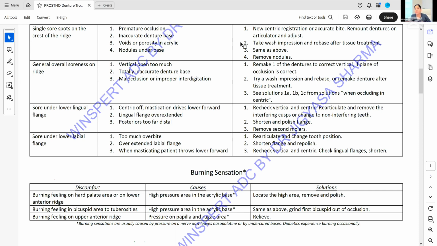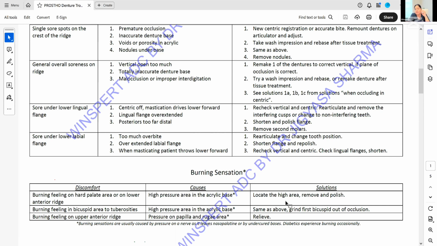Now, burning sensations. If the patient's chief complaint is the words burning sensation, then burning feeling on the hard palate or on the lower anterior ridge is because, burning sensation is the patient's way of telling that there is excessive pressure. When the patient uses these terms, you should understand the cause is pressure in that area from the denture. So it's impinging the nerves. Pain is separate and burning is separate. So when burning, it is causing excessive pressure.